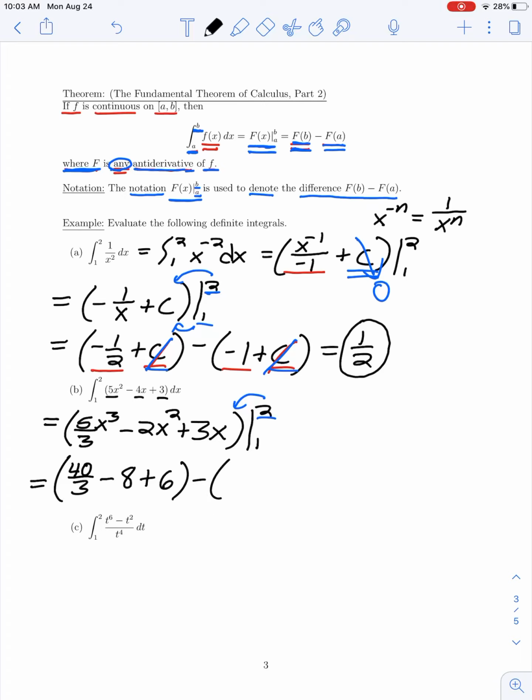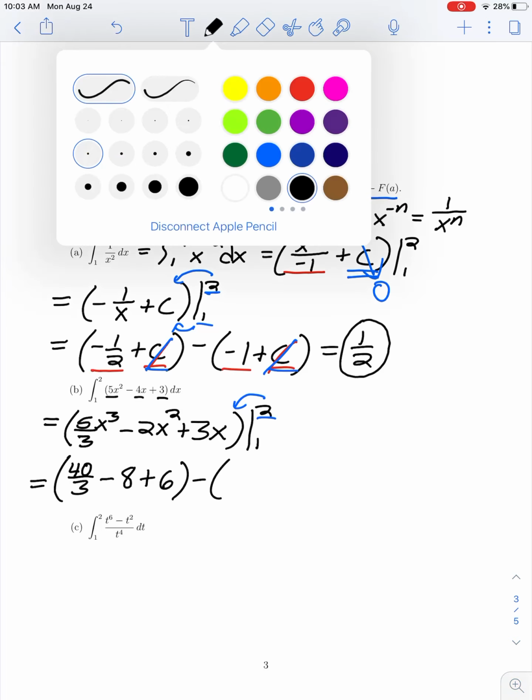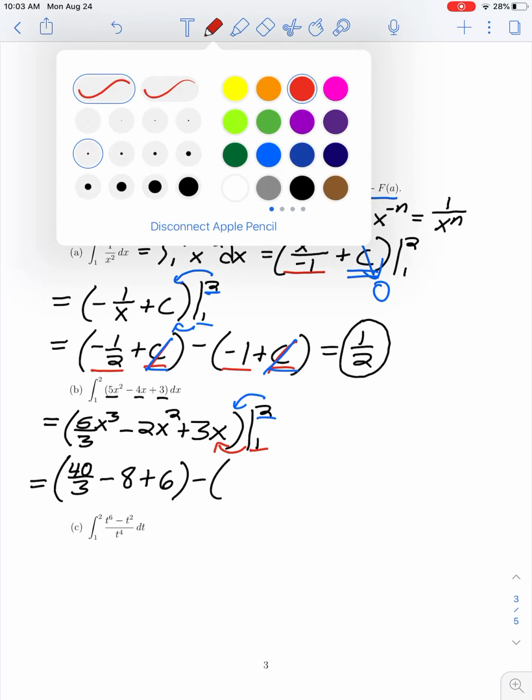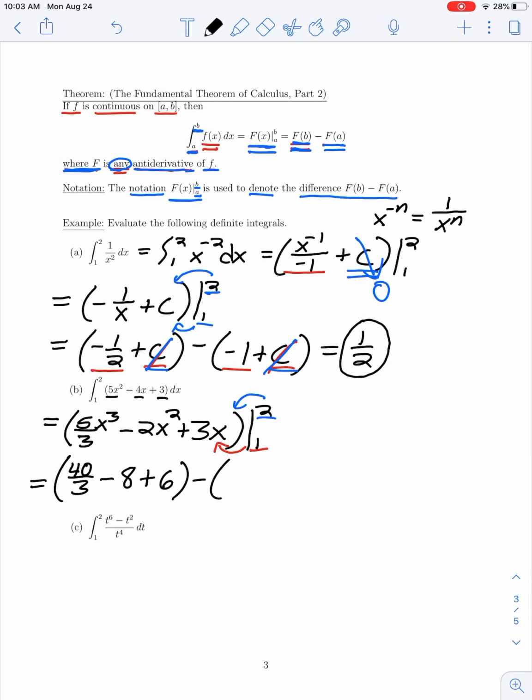Then we subtract the value that we get by taking our lower limit of integration 1 and substituting into the same antiderivative. So substituting 1 in for x, we have 5/3 minus 2 plus 3. So let's see what we're left with. So usually for these definite integrals, our last step requires a little bit of arithmetic.